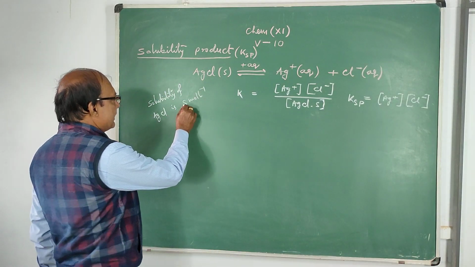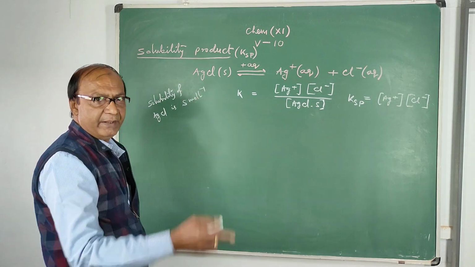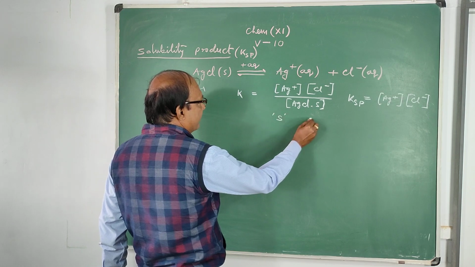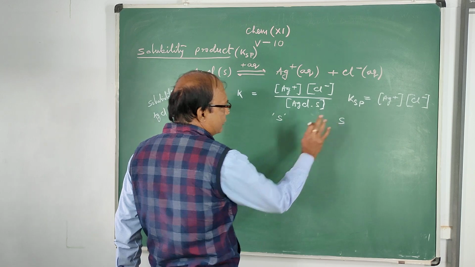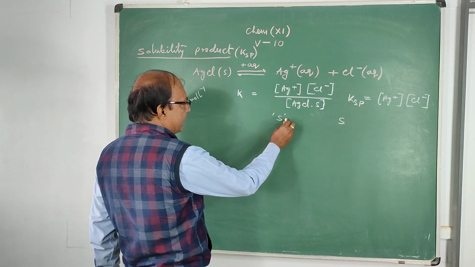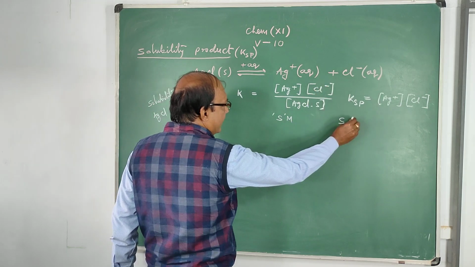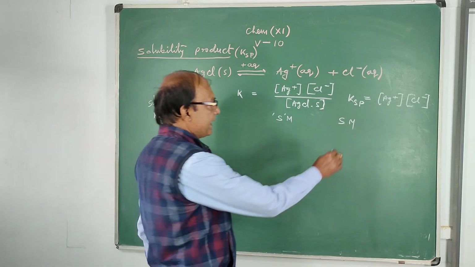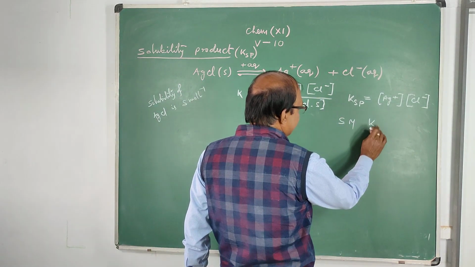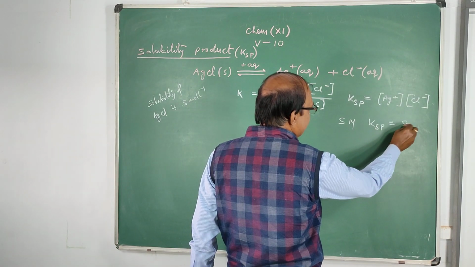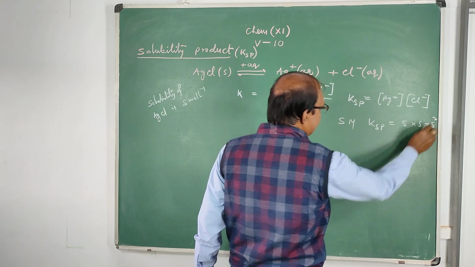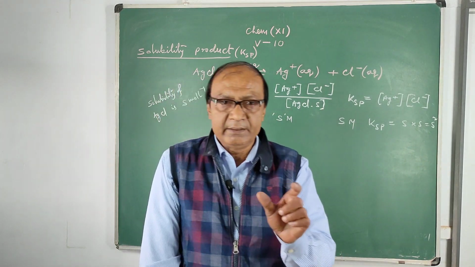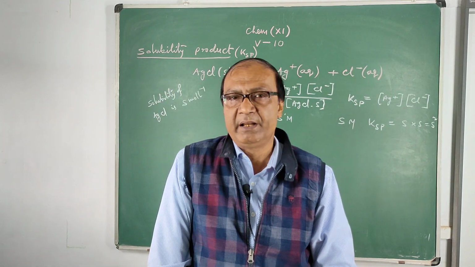So at equilibrium, S mole per liter will dissolve in water. Therefore, the concentration of silver ions will be S, and the concentration of chloride ions will also be S mole per liter. So this is the concentration of silver ion at equilibrium, and this is the concentration of chloride ion at equilibrium. Therefore, in terms of solubility, Ksp for silver chloride is S into S, that is equal to S squared.